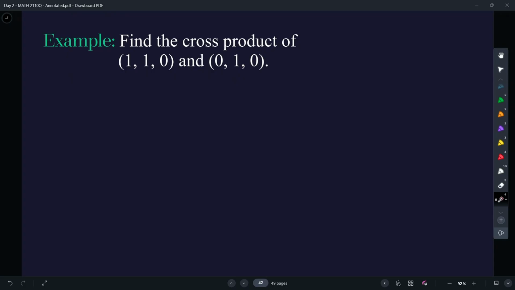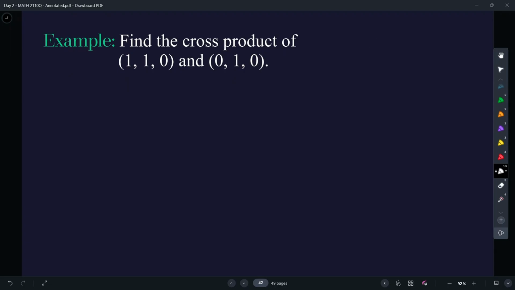Let's find the cross product of (1, 1, 0) and (0, 1, 0). First of all, do I need something fancy like the cross product to compute a perpendicular vector to these two, or can you give me one from the top of your head? (0, 0, 1) is perpendicular.